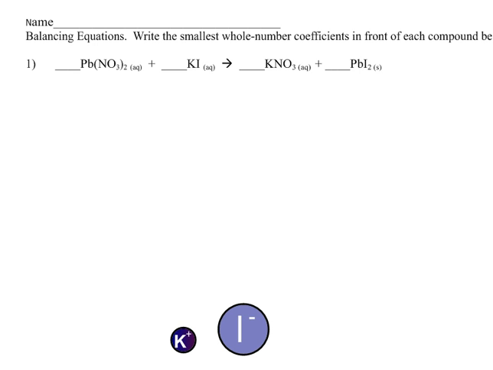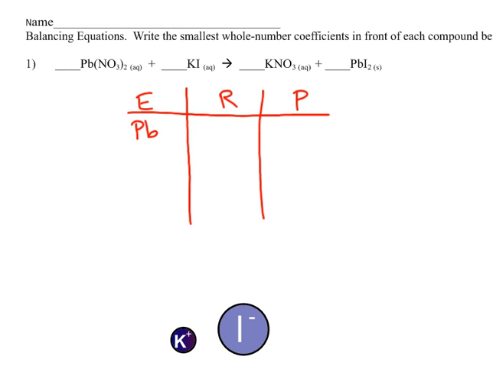And we can see here, if we were to create an ERP table, there are lead, Pb, there's nitrogen, there's oxygen, there's potassium, and there is iodine. So let's do our inventory. On the reactant side, there is 1 lead. There is 2 nitrogens. There are 6 oxygens, 1 potassium, and 1 iodine. On the product side, we have 1 potassium. We have 1 nitrogen. We have 3 oxygens.